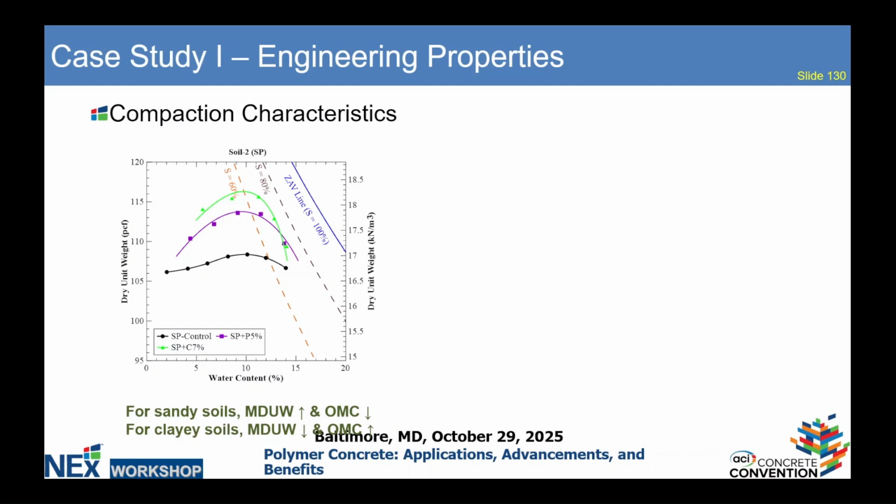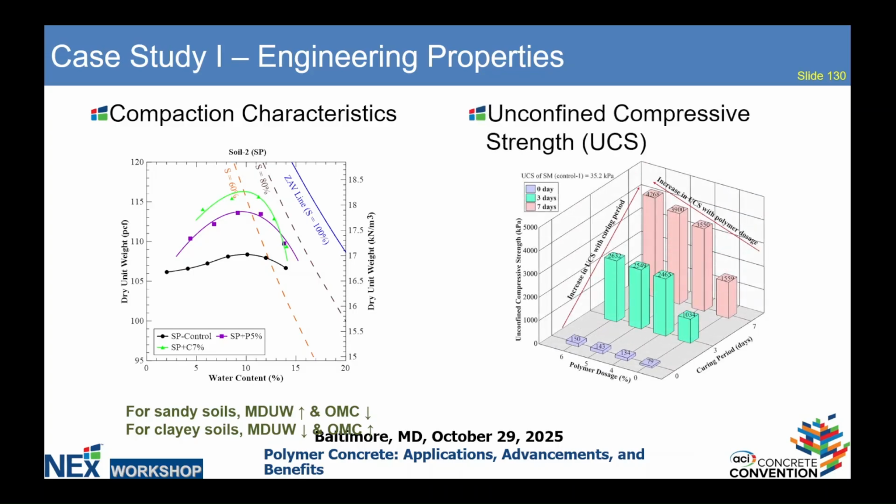So from here, after we tried multiple soils, we found that in general for sandy soils, the maximum dry unit weight would increase, and the optimum moisture content we add will drop a little bit compared to the untreated soil. However, when it comes to the clay, it becomes slightly different. The density didn't increase that much, and the moisture we needed for compaction actually will increase.